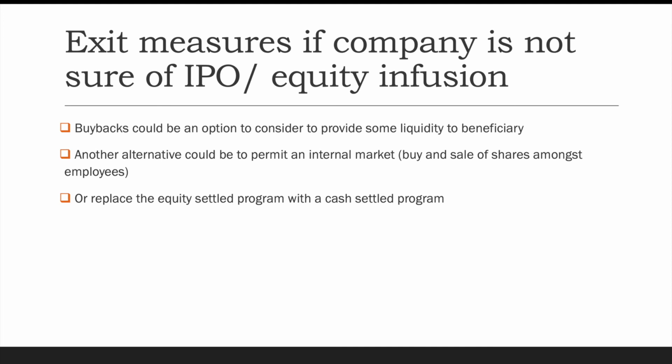If the company is not sure of an IPO or an equity infusion, are there any exit measures for individuals who are part of LTI programs? There could be different approaches here. One approach could be a buyback. The company could buy back the equity shares that are provided to the individuals and provide some liquidity to the beneficiary. Another alternative could be to permit an internal market, which means employees in the organization could be permitted to buy and sell shares amongst themselves. The other alternative could be to replace an equity settled program with a cash settled program instead, if there is no visibility around an IPO or an equity infusion.